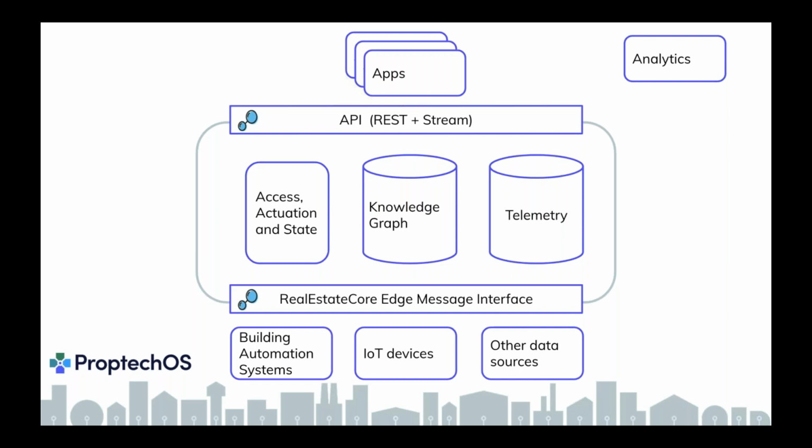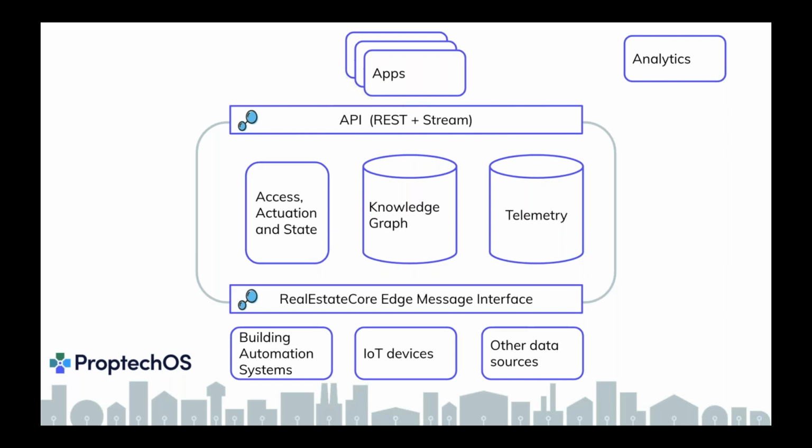Then you have the edge messaging interface that I was talking about. And then in the middle you have the knowledge graph and the telemetry, as well as the access, actuation, and state. The state is, I would guess, what comes closest to talking about digital twins. From my perspective, I don't think you could say that the BIM system or any cloud provider system is a digital twin. For a property owner, you actually need to connect your ERP system, your blueprint drawing system, your BIM archive, and your PropTech OS. I would say that is a good start of a digital twin, and you need to have those systems interconnected. And that is what we are using RealEstateCore for.